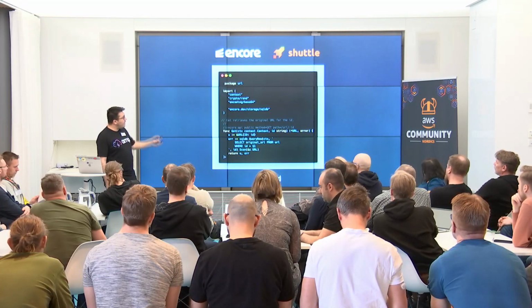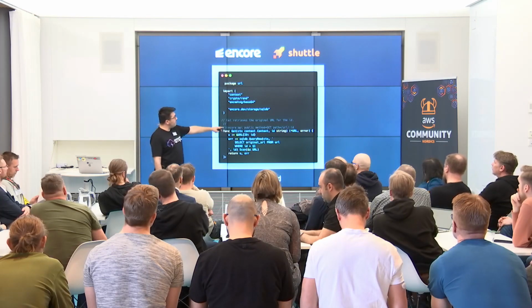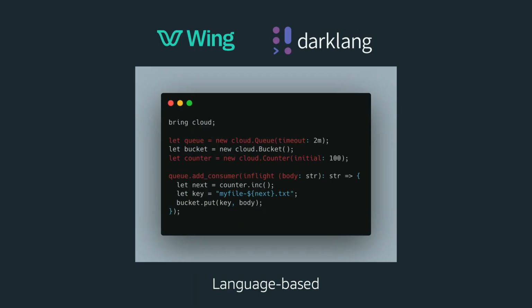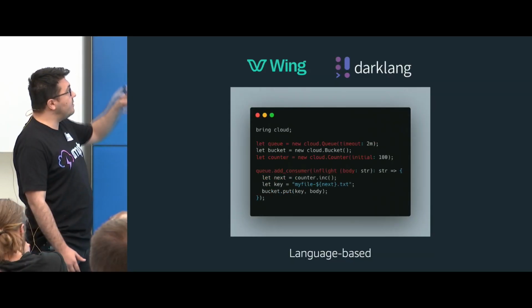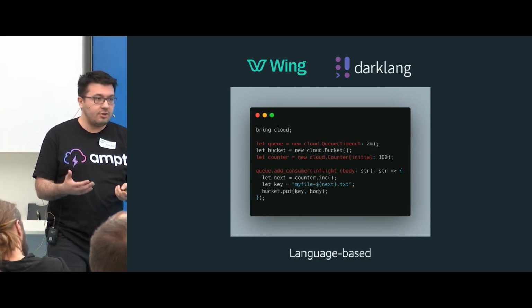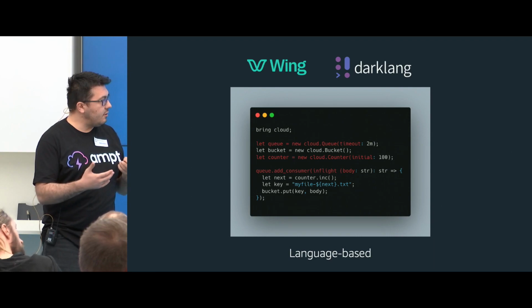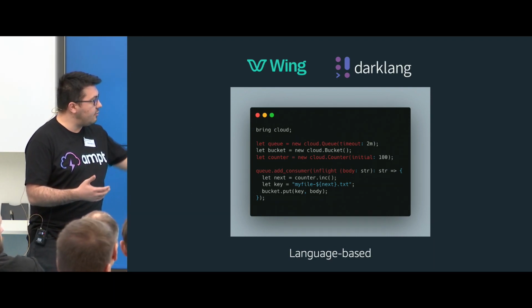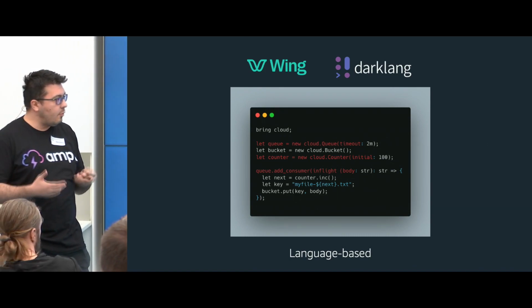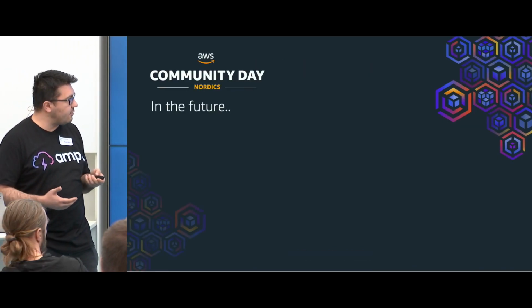And there are also hybrid approaches, where they are putting annotations. This is Ampt by Anchor, but they are also providing some SDK so that they can make a request like this. And there are also new programming languages for this purpose. This is from Winglang, and there is also Darklang. Instead of using existing programming languages, they are inventing new ones so that they can define cloud resources more freely.